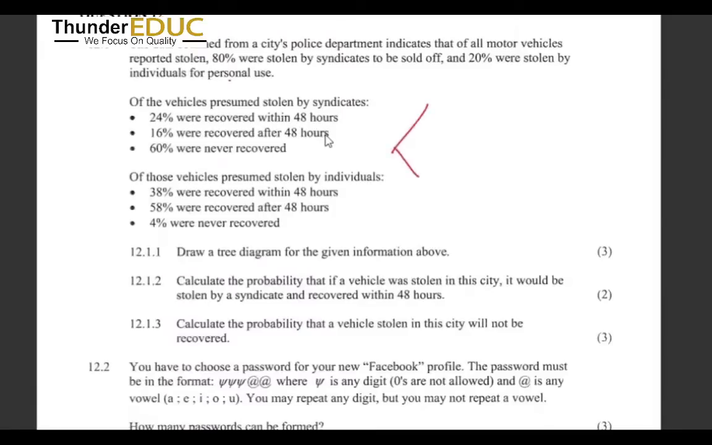So it's either the car can be stolen by a syndicate or it can be stolen by individuals. Probability for syndicate is 80%. I'll change that to decimal, which is 0,8. This needs to be 0,2. Then if it's syndicate, it can be recovered within, it can be recovered after, or it will never be. Within, after, or basically never.